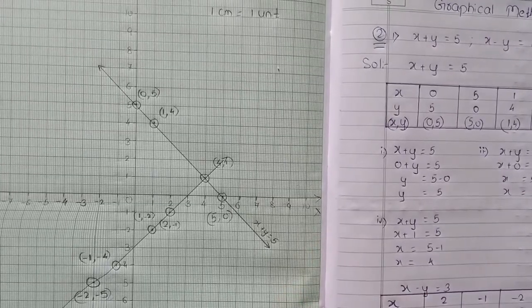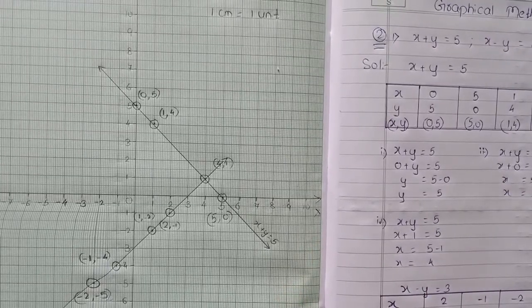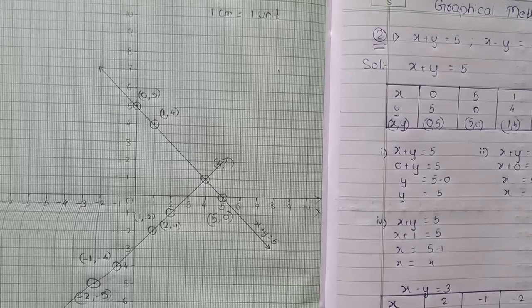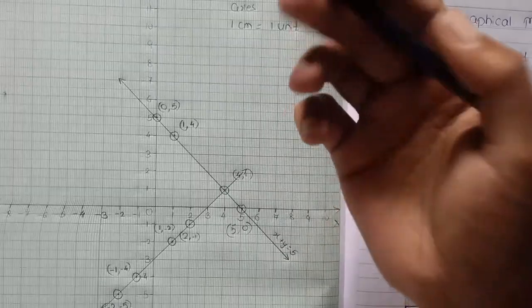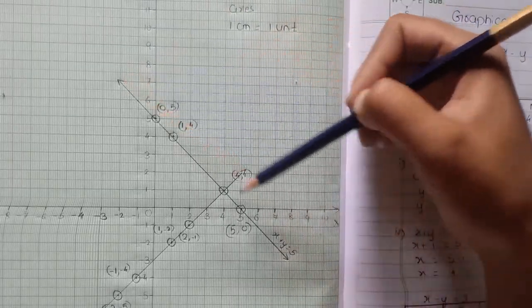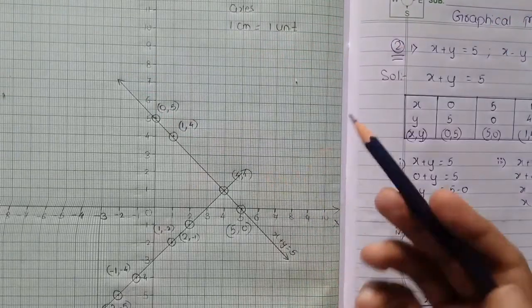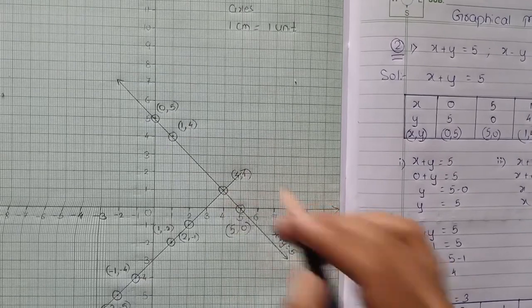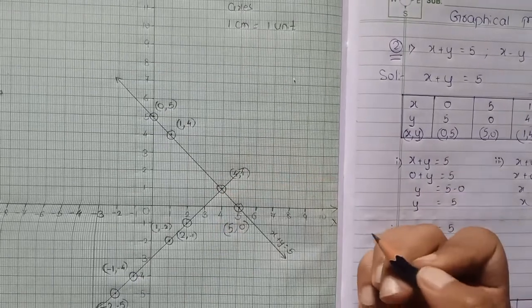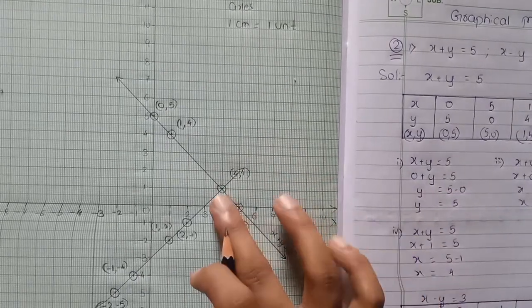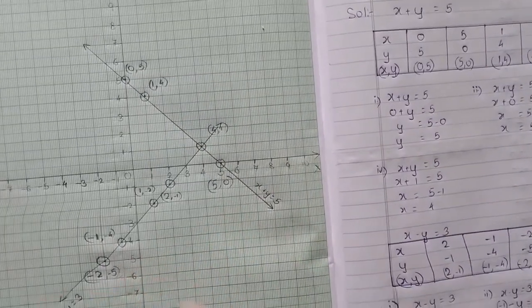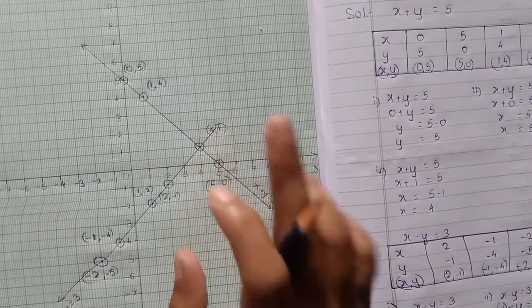In these sums we need to find the point of intersection. So what is the point of intersection? Simply the point where both the lines join. So let's see where the lines join. The first line is this and the second line is this. Clearly we can see both lines intersect at this point. So this point is the point of intersection. We just have to write as our answer the coordinates of the point of intersection. So what is the answer? 4 comma 1 is the point of intersection.